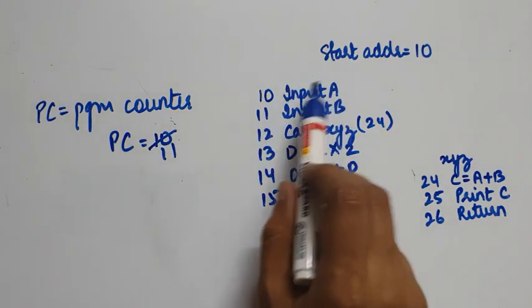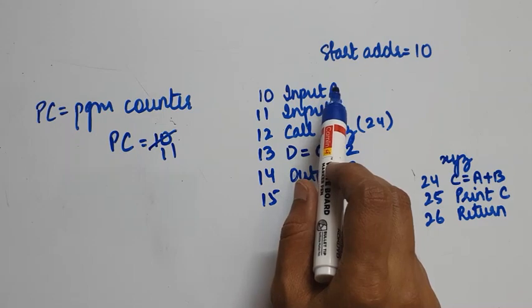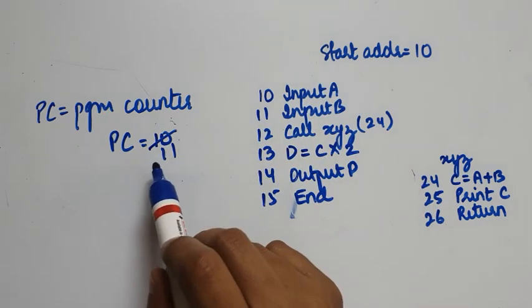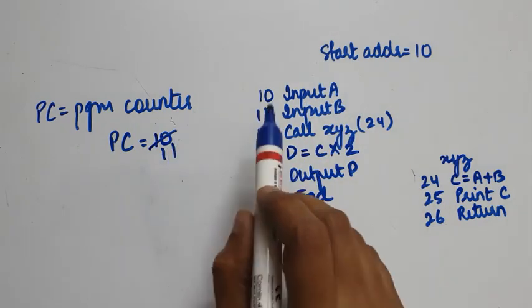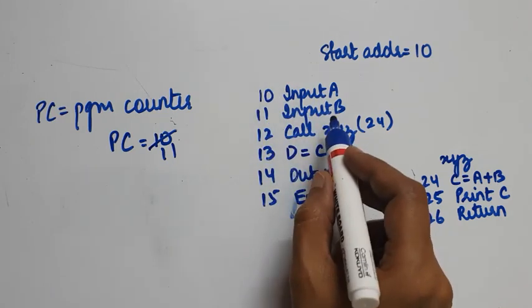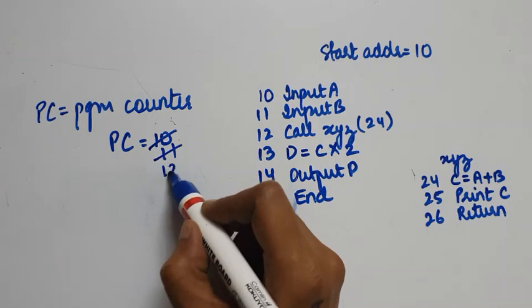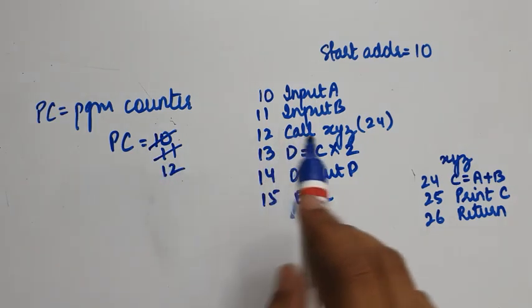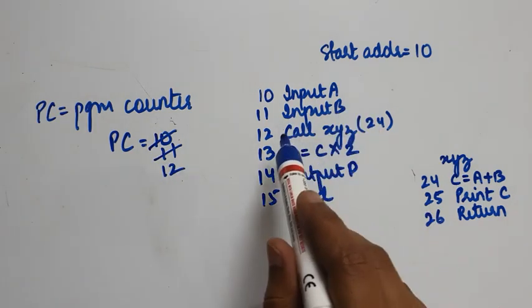So now this is executed. After execution, the CPU comes back to PC. What is written here? 11. It will go to 11 and fetch the contents there, and simultaneously while it is fetching, the contents of PC are also incremented by 1. It becomes 12 now. So now Input B is executed.